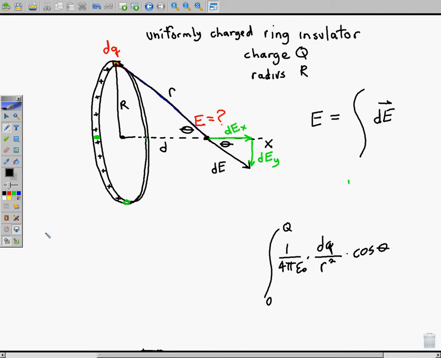So I could just say, oh, this is 0 to q, 1 over 4 pi epsilon 0 times dq. But what can I substitute in here for this r right here? Yeah, so we know that this here is a squared plus b squared equals c squared, Pythagorean theorem. So this is going to be the square root of d squared plus r squared, where r is the actual radius of the ring. But then we're going to have to square it, so it's going to be d squared plus r squared.